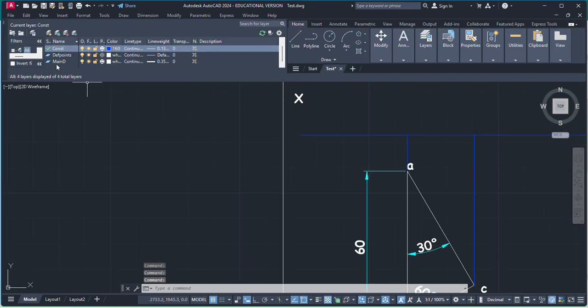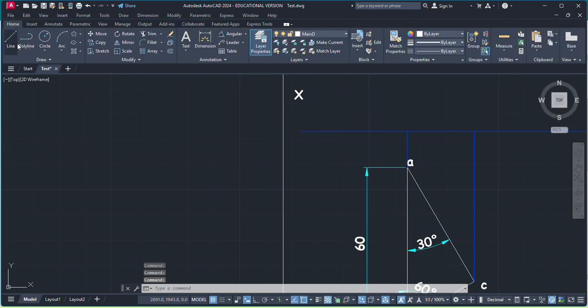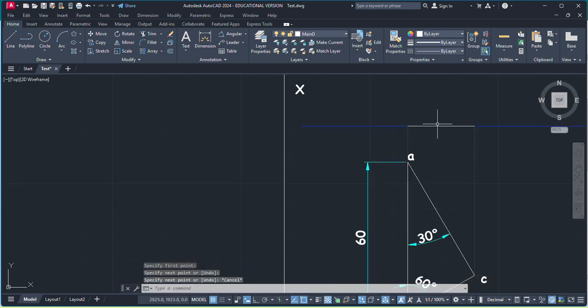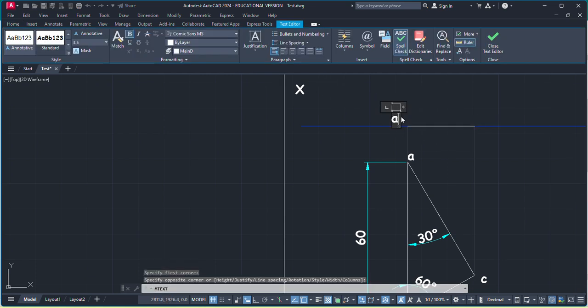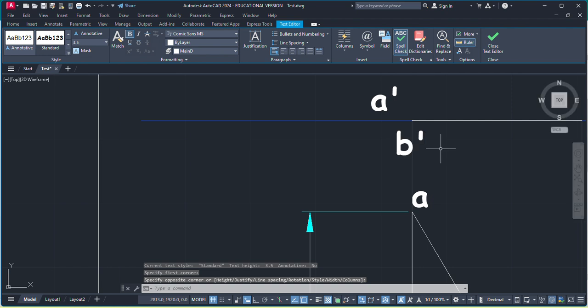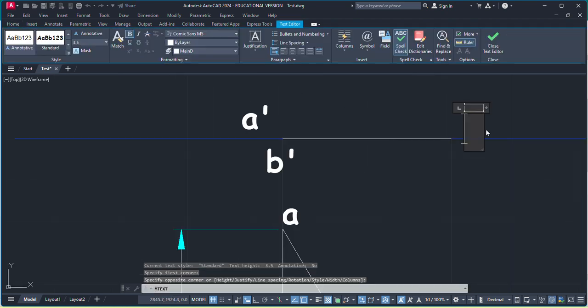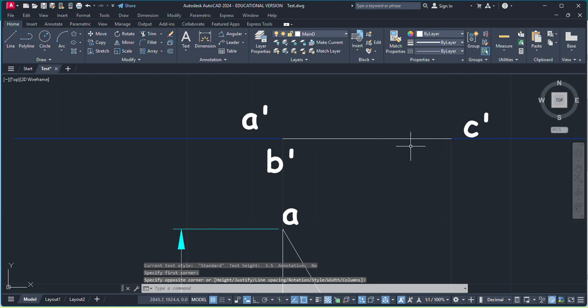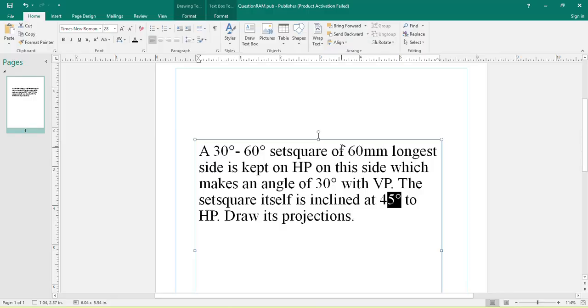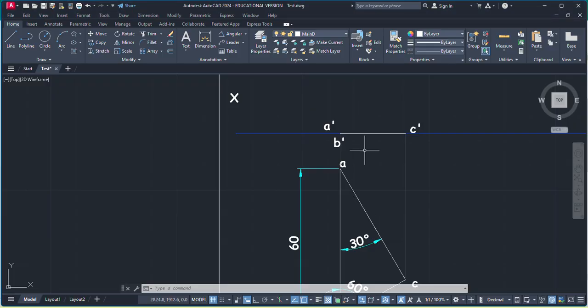So from the front view it will appear, or we can make the front view in a single segment. Name them. This point is going to be A dash, and B dash, and this point is going to be named C dash. Now, as per the second condition, the set square itself is inclined at 45 degree to HP.